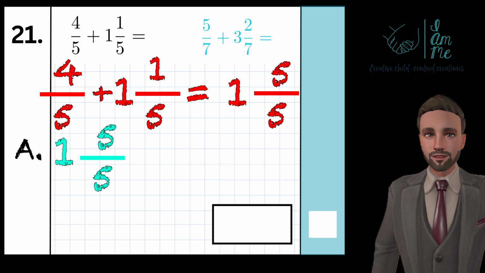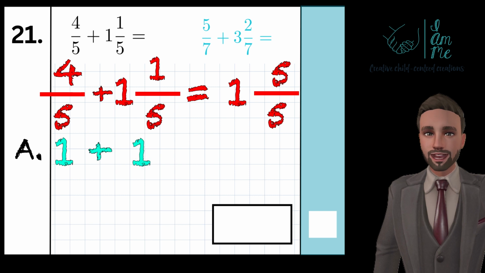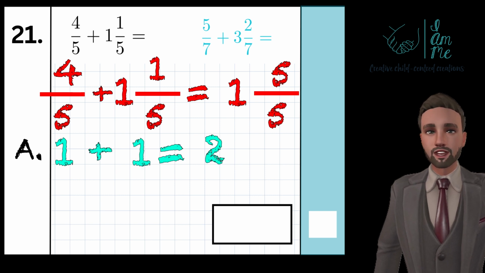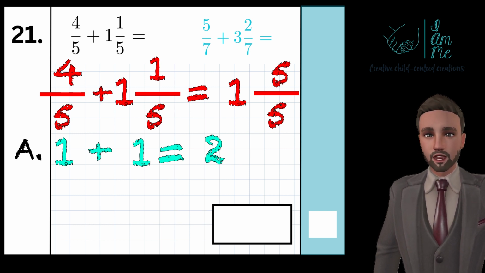Hopefully you should know that 5/5 is the same as 1 whole, so I can convert my 5/5 into a whole and add that to the whole that I already have, making 2. The answer, as you can see, is 2. I no longer have any fractions, as all my parts were converted into the whole.